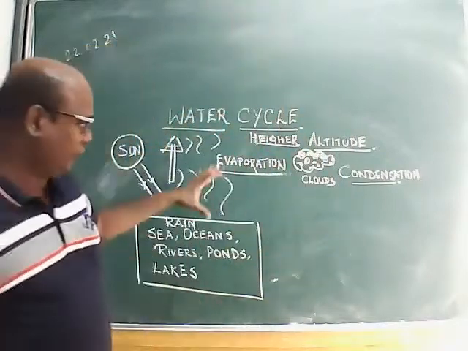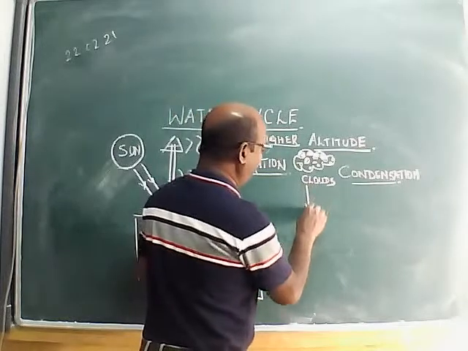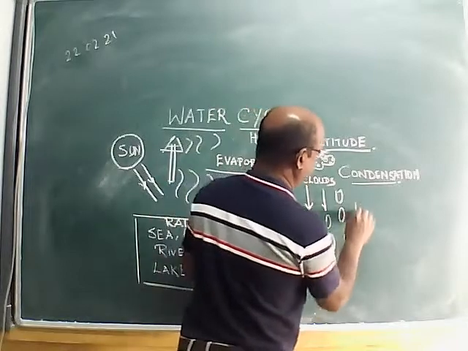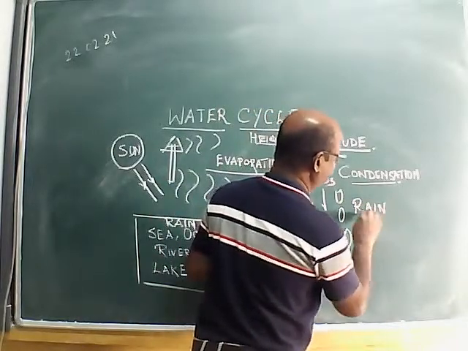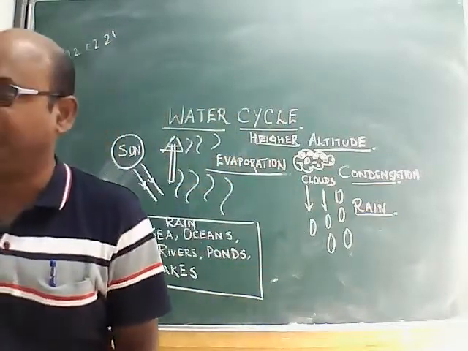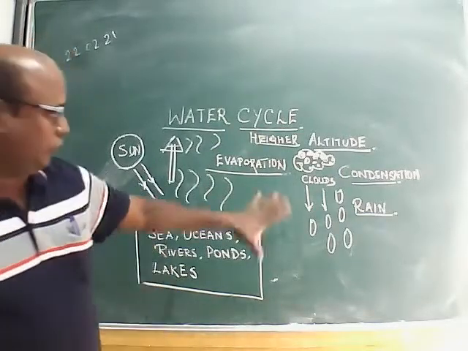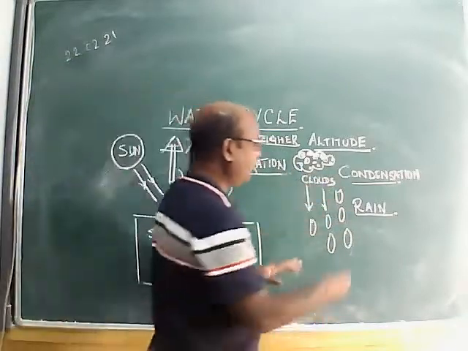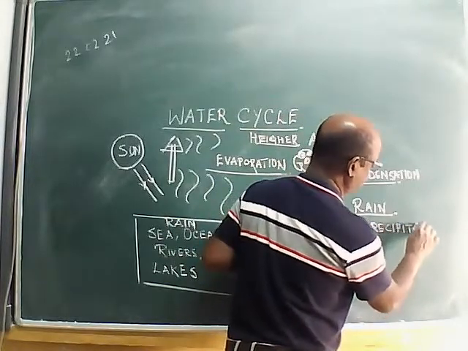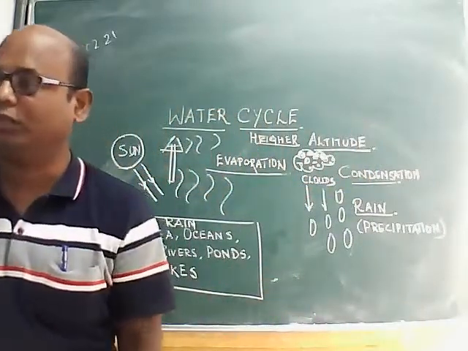Now, we will find when these water droplets become heavier, they fall down in the form of rain. It will convert into ice and we will find it will fall down in the form of rain. What do we call this process? It is called precipitation.